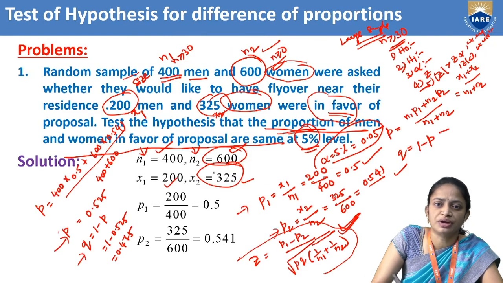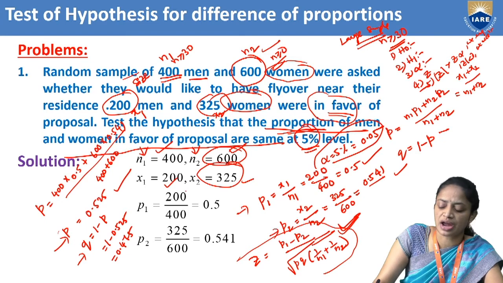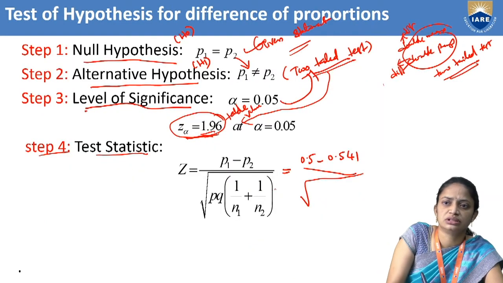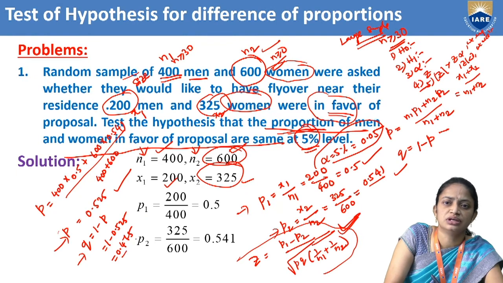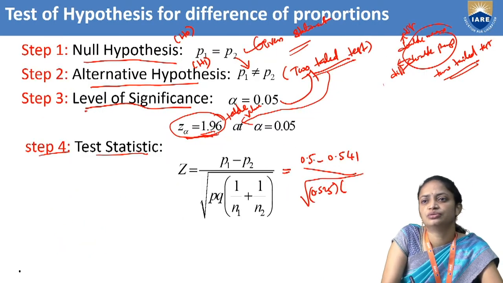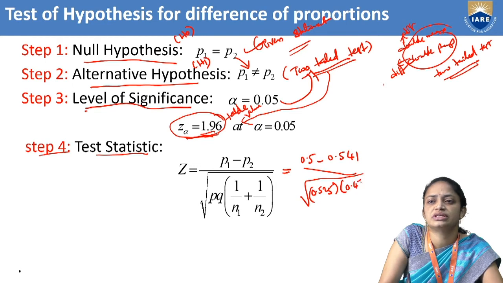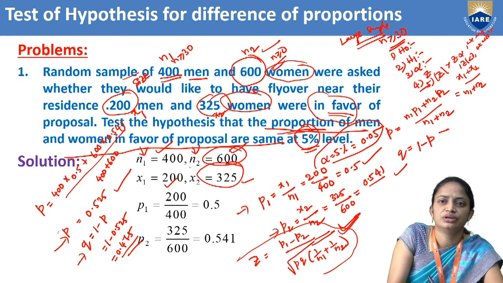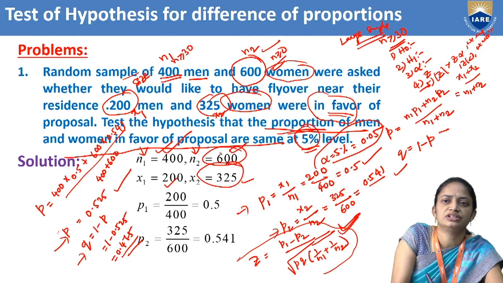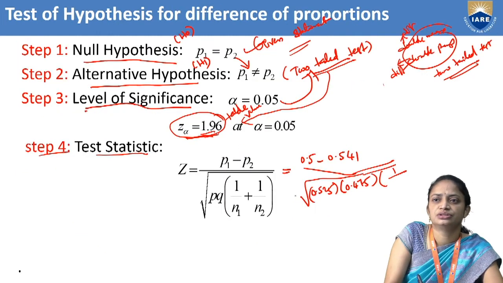PQ into, so what is the P value? P value is 0.525. What about the Q value? Q value is 0.475. Into 1 by N1. N1 is 400 and N2 is 600. So we take 1 by N1, N1 is 400, plus 1 by N2, N2 is 600.